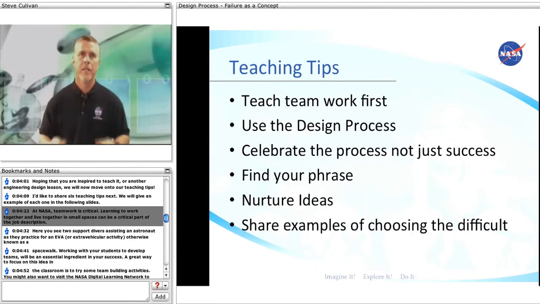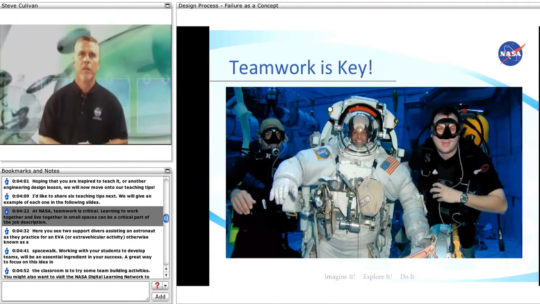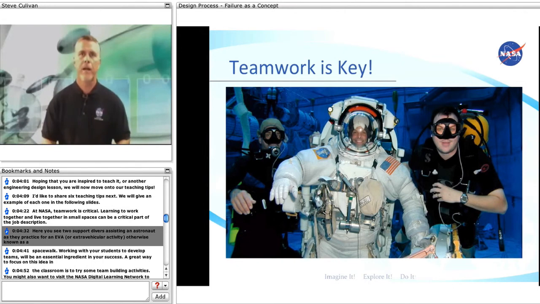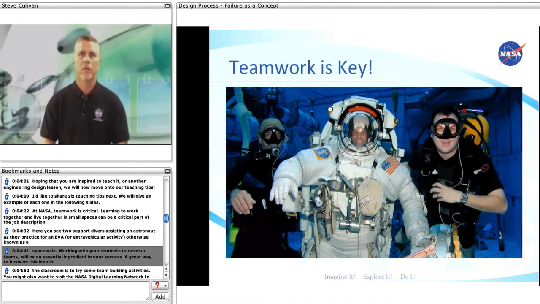At NASA, teamwork is critical. Learning to work together and live together in small spaces can be a critical part of the job description. Here you see 2 support divers assisting an astronaut as they practice for an EVA, or extravehicular activity, otherwise known as a spacewalk. Working with your students to develop teams will be an essential ingredient in your success.